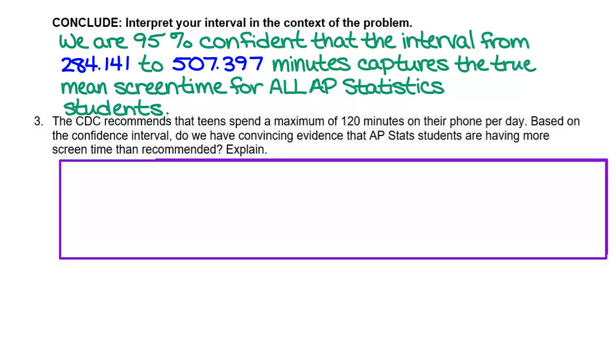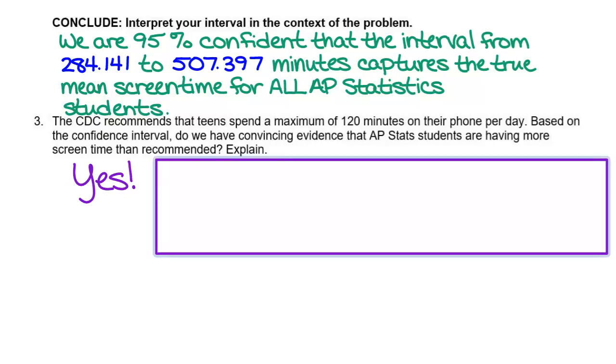The CDC recommends that teens spend a maximum of 120 minutes on their phone per day. Based on the confidence interval, do we have convincing evidence that AP Stats students are having more screen time than recommended? All right, I'm getting lots of yeses. Explain. 120 is not captured in that interval. In fact, all of the numbers in the interval are above 120 minutes. So I would say yes to this.